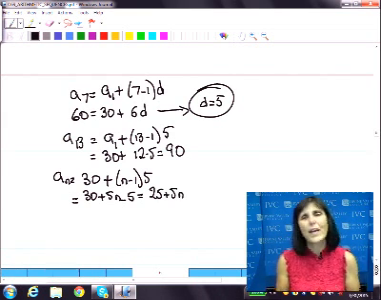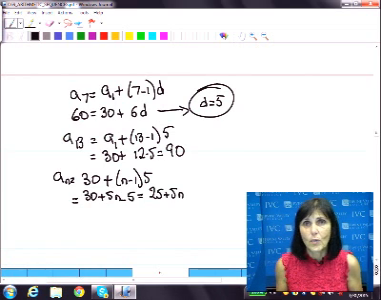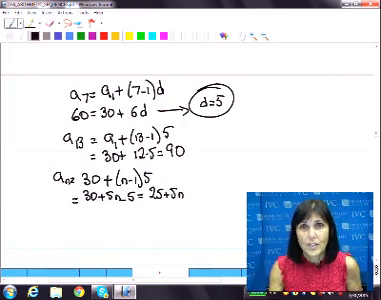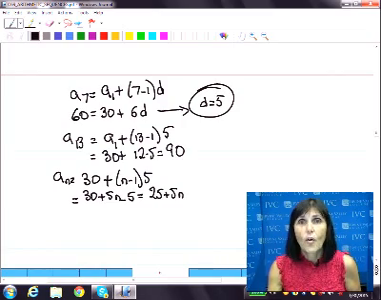So you can actually play with this whole idea of arithmetic sequence, and it's fairly easy. All you need is the first term and the difference, D. It can be positive or negative.